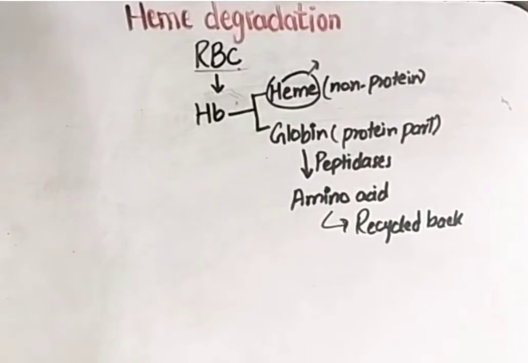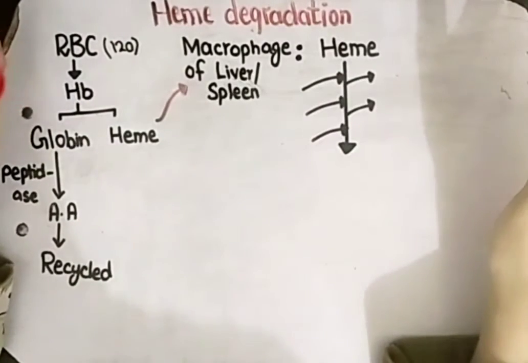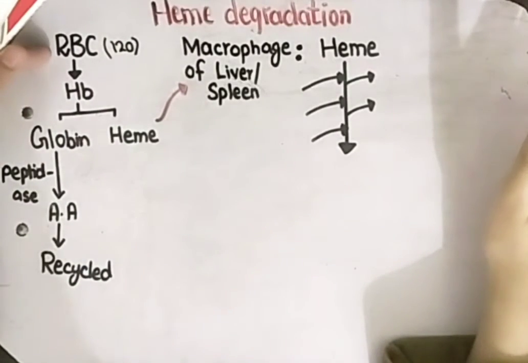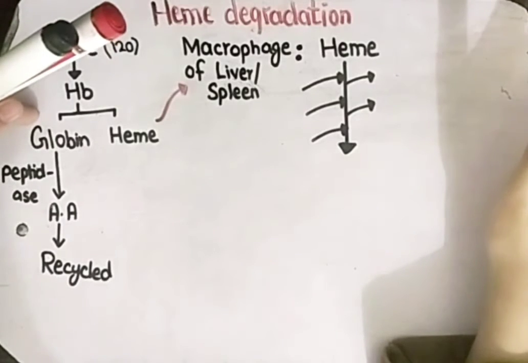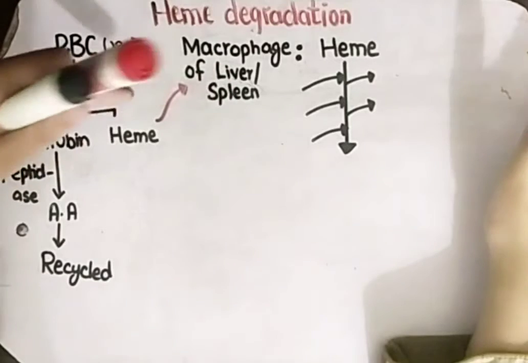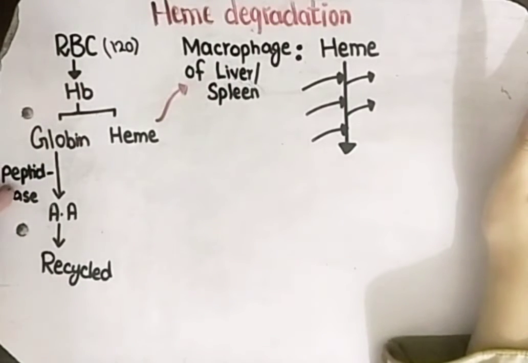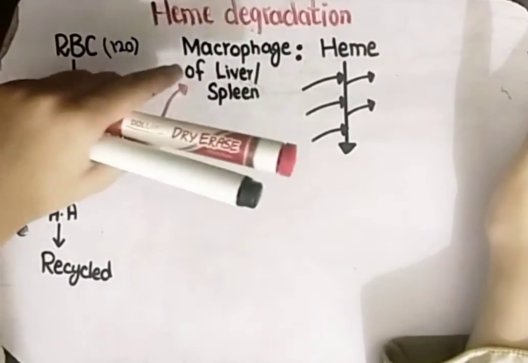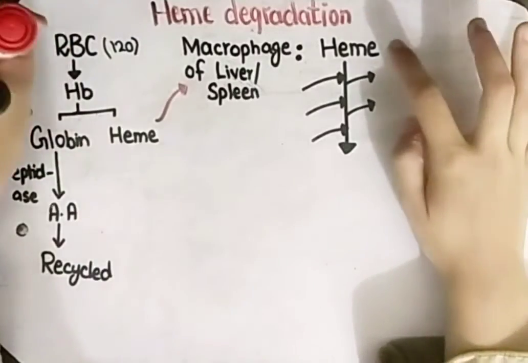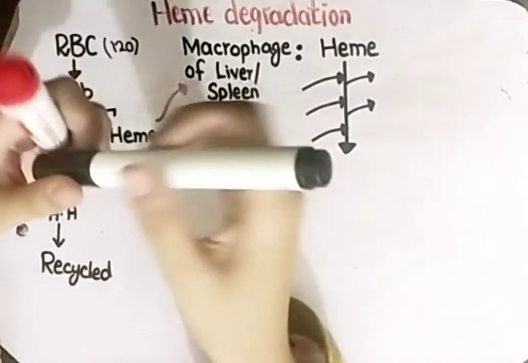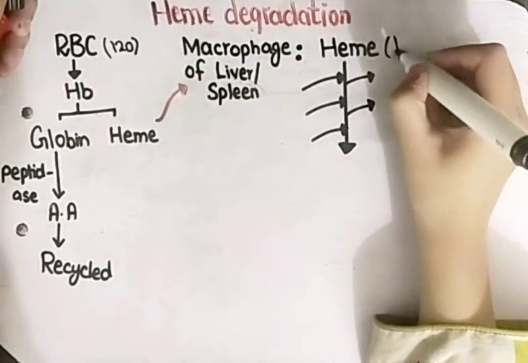Okay students, till now we have studied that we have an RBC which has completed 120 days. It contains hemoglobin. This hemoglobin is degraded into two portions, globin and heme. The globin is converted into amino acids by peptidases, and these amino acids are then recycled. What happens to the heme portion? This RBC was taken up by the macrophage of the liver or spleen. Okay, now the first step in heme degradation is that this heme contains a porphyrin ring.